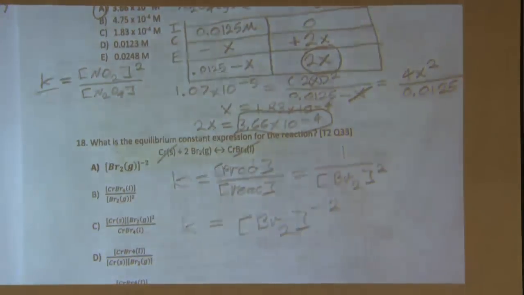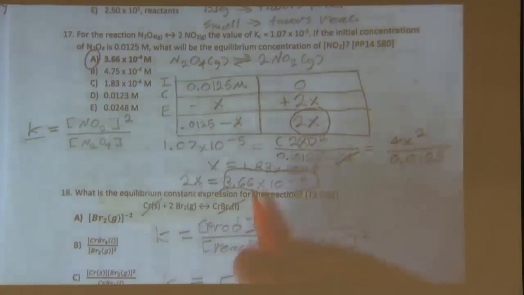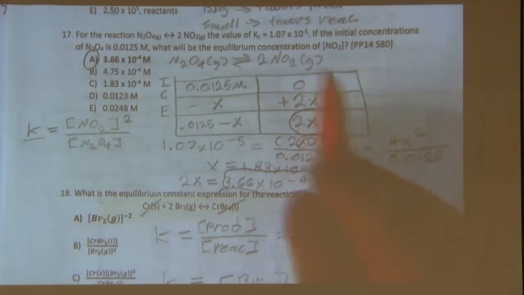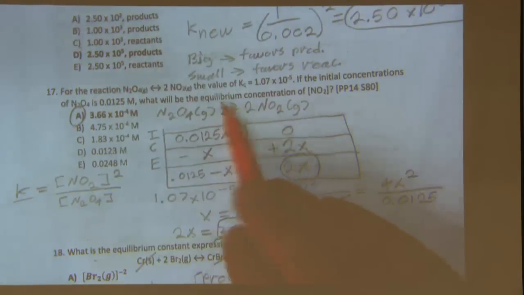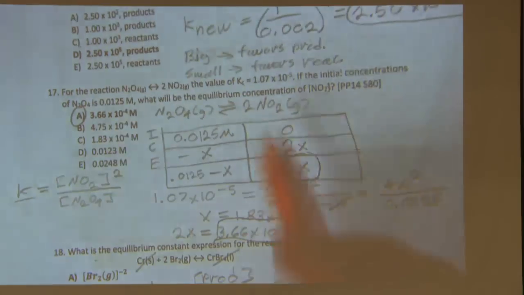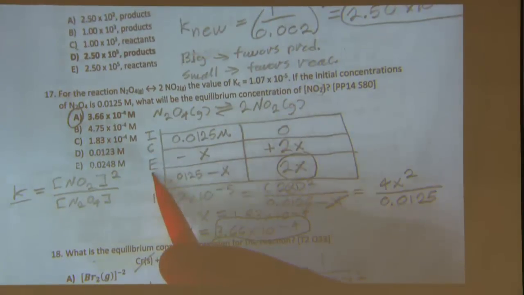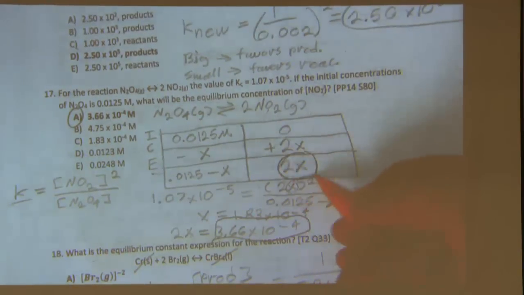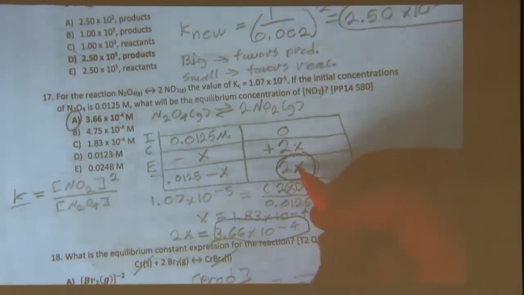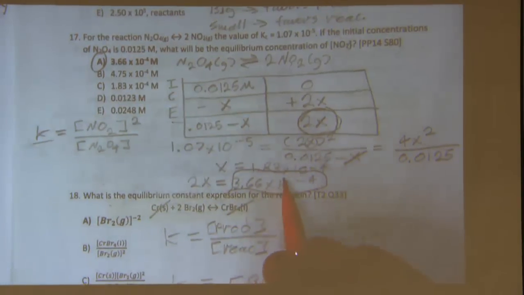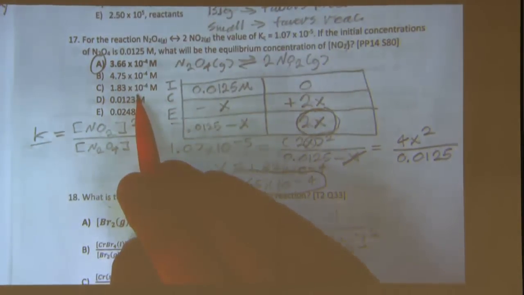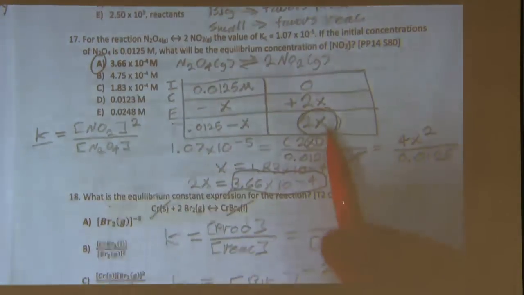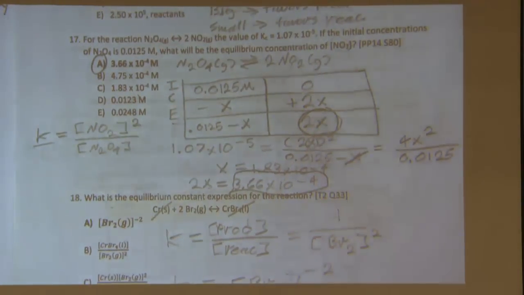Is that 2x or just x? This is 2x because I'm trying to find the equilibrium concentration of NO2. And if you look, the equilibrium of NO2 is right here, and that's 2x. So they might have an answer for just x, like here, but that wouldn't be right because it should be 2x. So make sure you don't get tricked up.